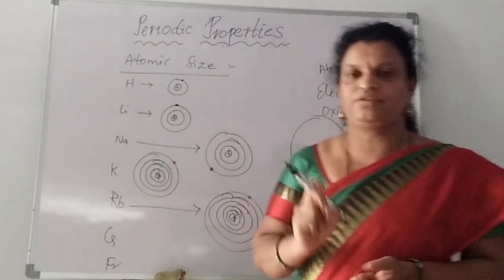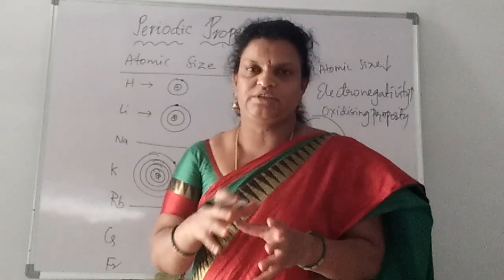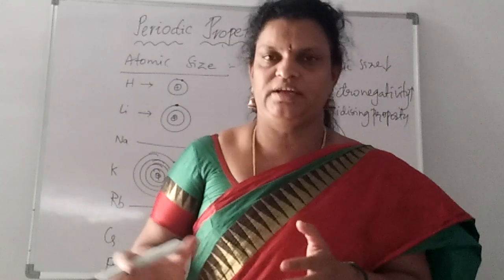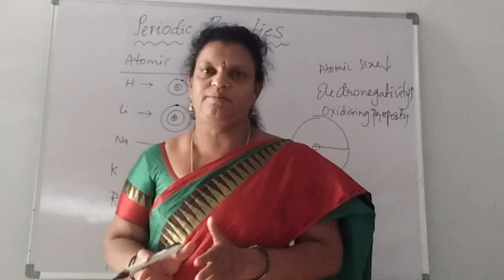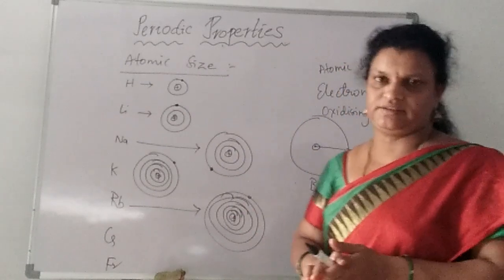Here, exactly, if you want to say the word atomic radius, we have to say atomic size, meaning the total atom size will come, but many of the questions are also given like that. So the actual word is atomic radius. So atomic size from top to bottom increases, right?